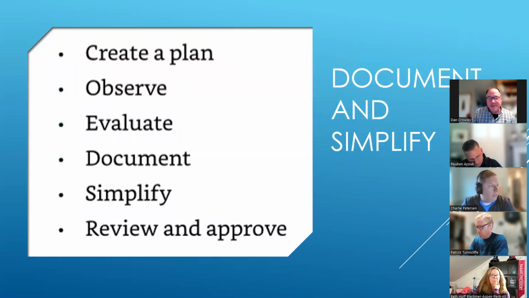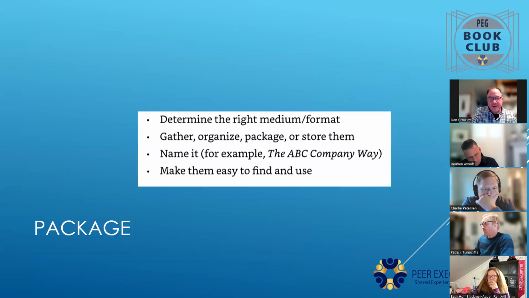So this is the document and simplify portion, which just says create the plan, observe that particular core process, evaluate, document, simplify it, review it, and then approve it, right? So it's just a step to follow. You can literally put this on your calendar in a block and say, I'm going to spend an hour doing this, I'm going to spend an hour doing that, and move your way through it by putting these 6 items out there, right? The end, you got it.